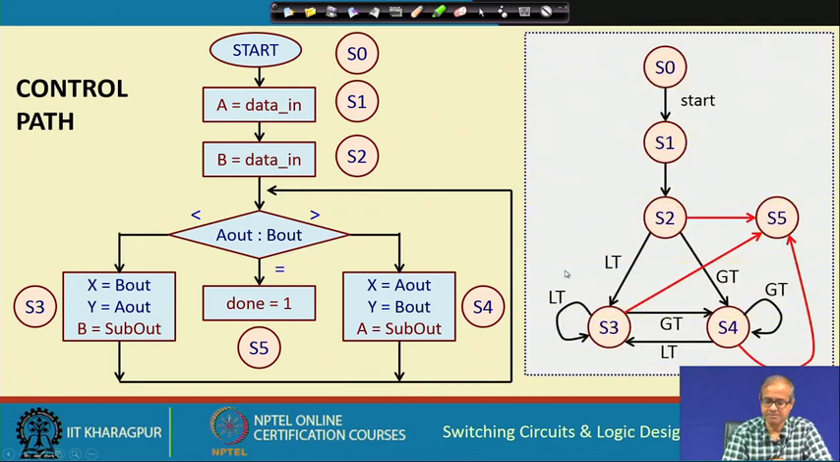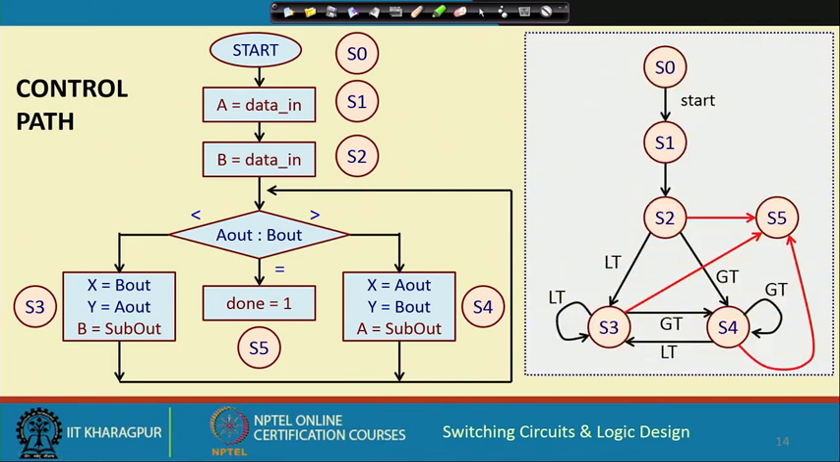And with respect to the FSM, now the FSM will look like this. This S0, S1, S2, then depending on this comparison, it can either go to S3 or S4 or S5. S5 means you are done. And from S3 also, after the subtraction, when you go back in next comparison, you could go to S5. Similarly, from S4, you can also go to S5. So, these red lines show you the different paths where it indicates that your computation is over. Okay? So, the idea is very simple.